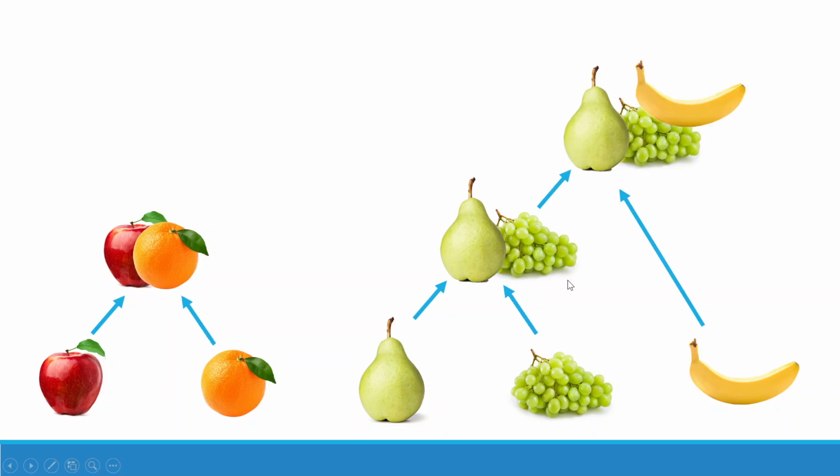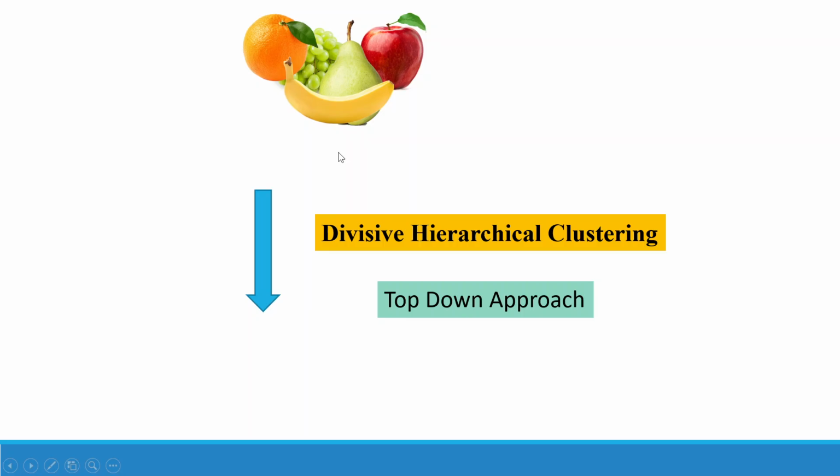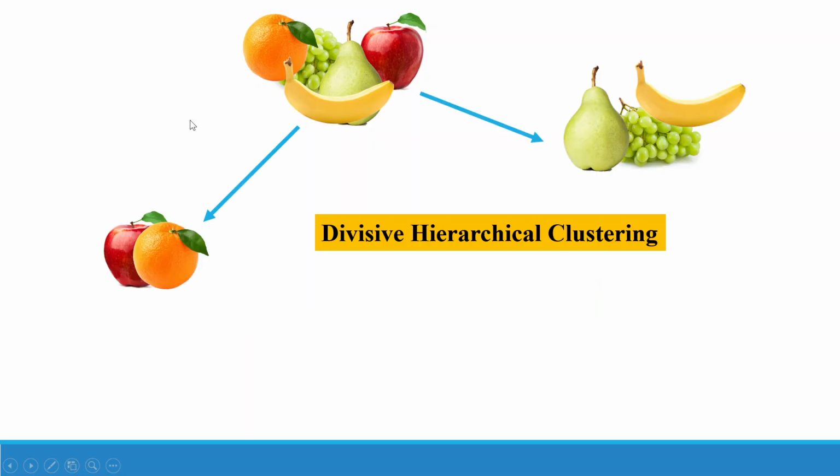First cluster. Second cluster. So again, the banana is clustered here. And the final cluster, where all the fruits are in one cluster. Now let's talk about divisive hierarchical clustering, which is the top-down approach. We start from the top cluster. We go on dividing.